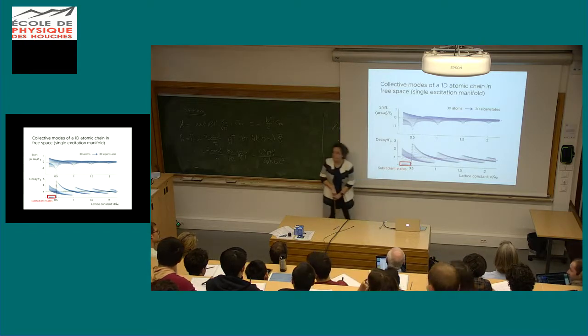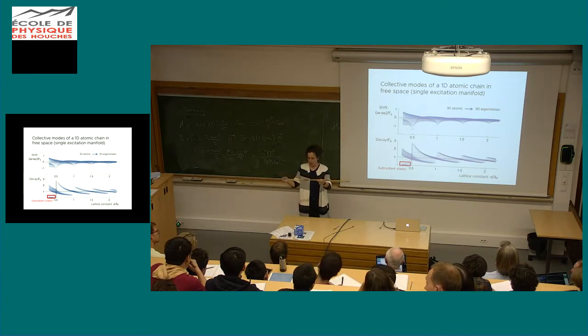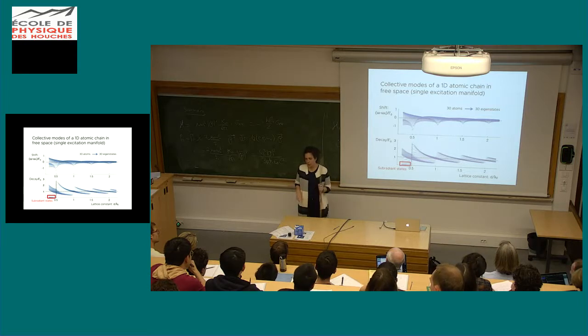Yeah. For this, yes, so you have the chain like this, and we're assuming two-level atoms, and the dipole moments are like this. So you can do the same with dipoles like this. Then the shape is a bit different, but the subradiant modes still exist exactly below the same critical distance.